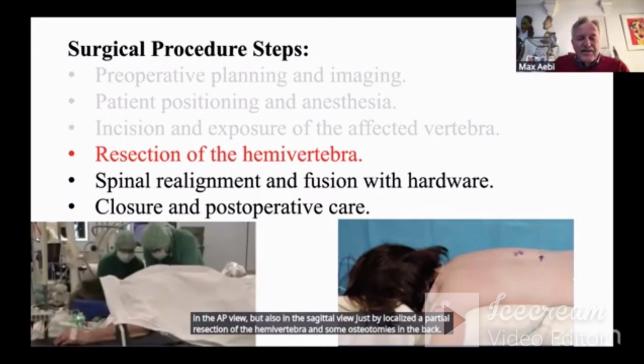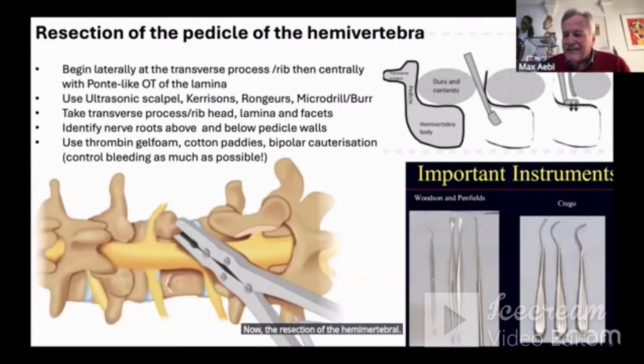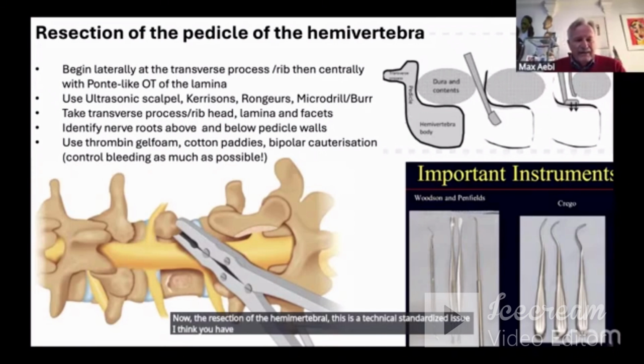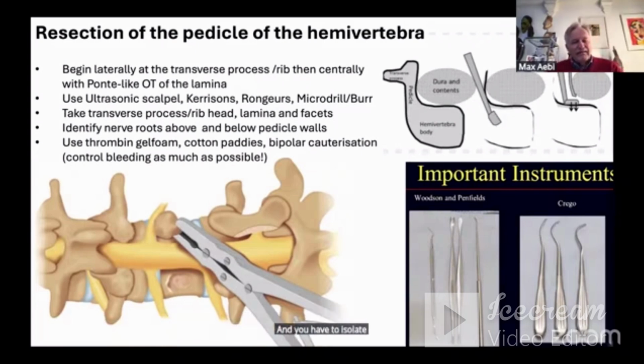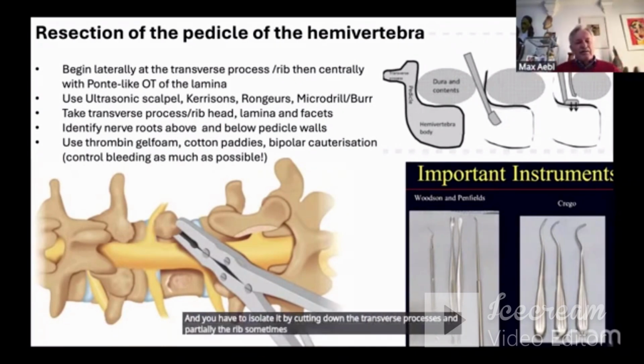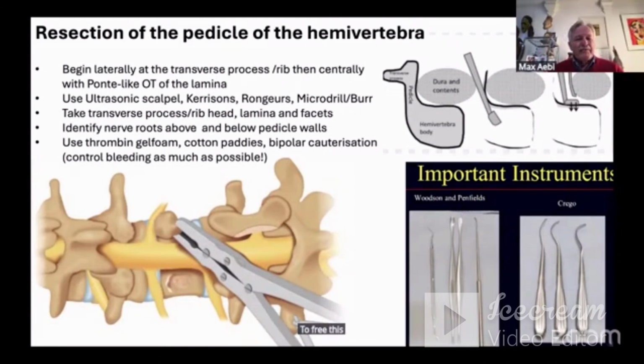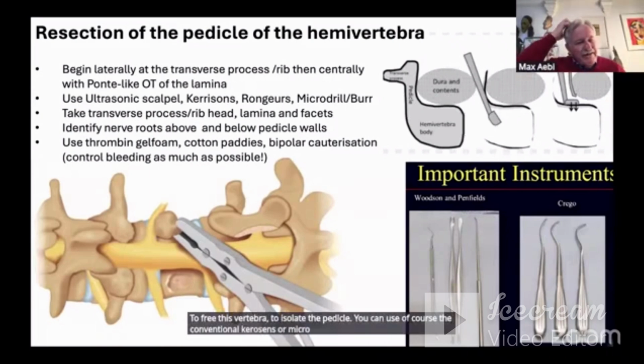Now, the resection of the hemivertebra is a technical, standardized issue. I think you have to identify the pedicle which you want to resect, and you have to isolate it by cutting down the transverse processes and partially the rib sometimes. And you may use some sort of Ponte osteotomy of the lamina to free this vertebra, to isolate the pedicle. You can use, of course, the conventional Kerrison rongeurs, or microdrills. Some people today use an ultrasonic scalpel. We don't use that.